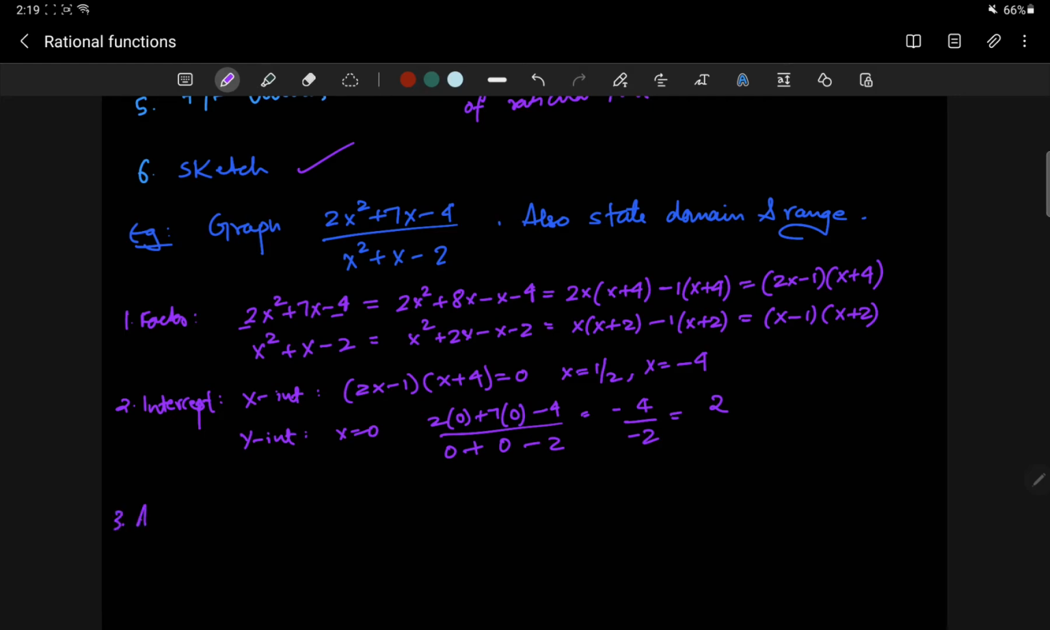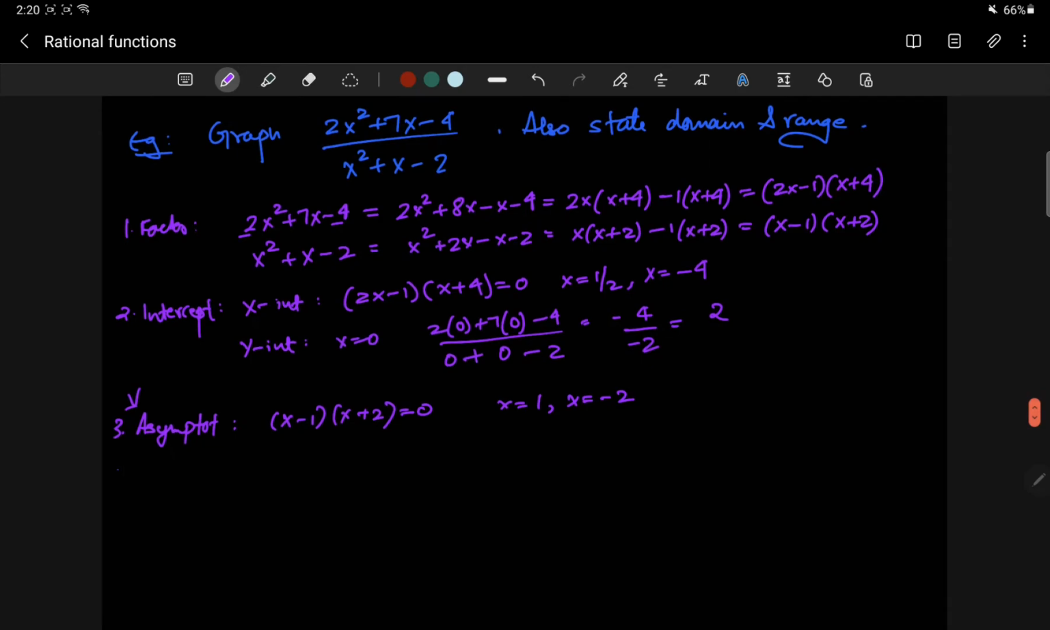Now let's find the asymptotes. Vertical asymptote is denominator equal to 0. So x minus 1, x plus 2 equal to 0 gives me x is 1 and x is -2. Horizontal asymptote, well, just look at the ratio. 2 over 1, so that is 2. How do we write this? This is y equals 2, right? Because it's a horizontal line.